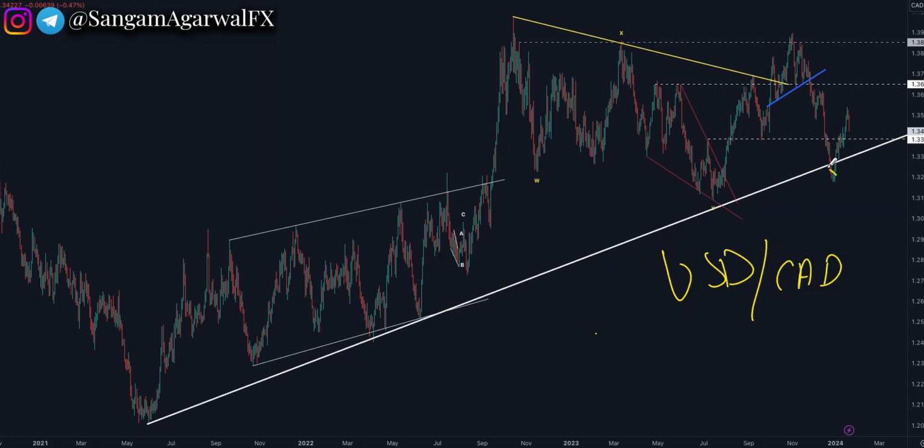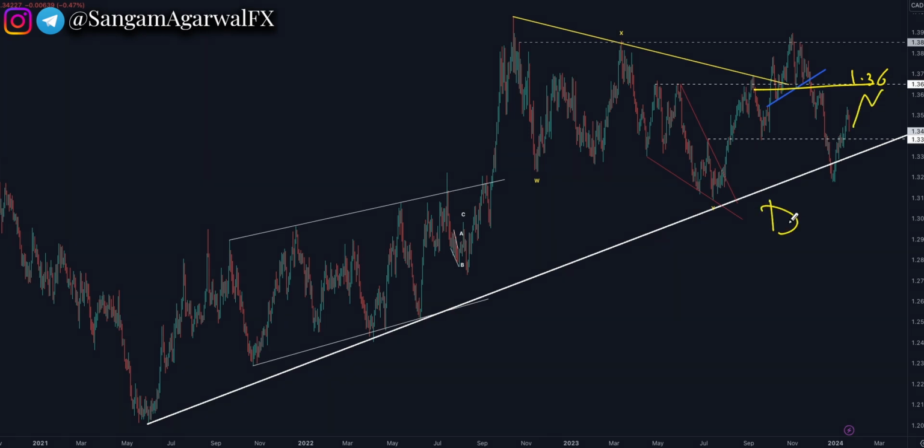USDCAD daily chart, you saw how it went up, bouncing from the long-term daily trend line. Now it is trading above resistance. So if the 1.33 level breaks out, then wait for retest. On retest you can start selling, and if it goes up more than 1.36, on this level you can sell. But be careful, we are sideways on the dollar index.